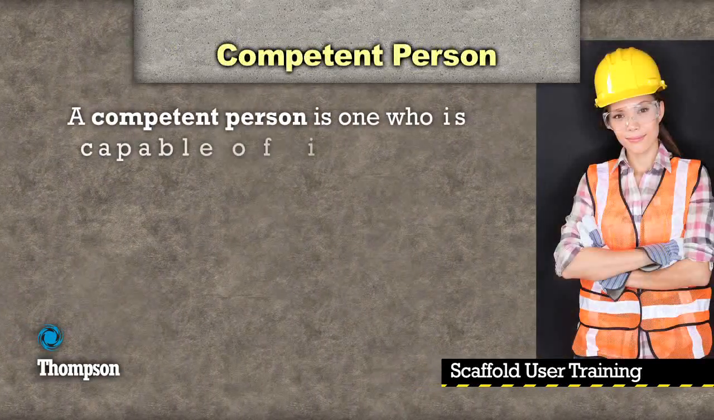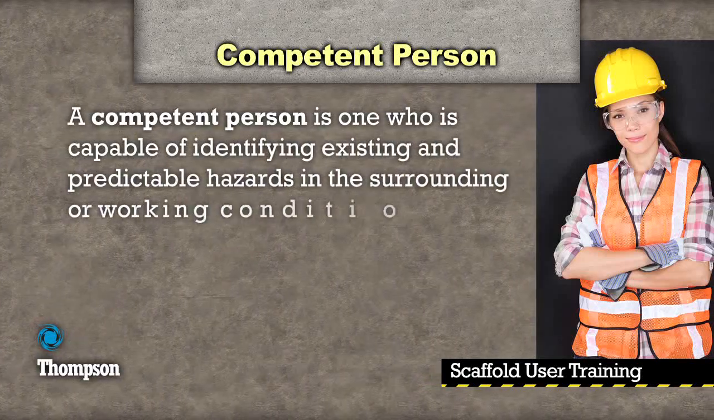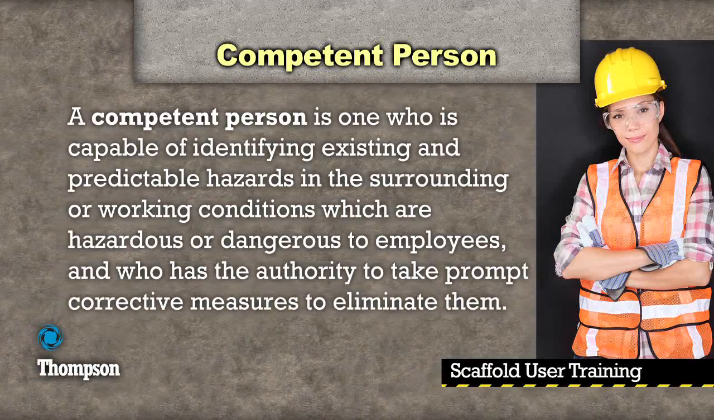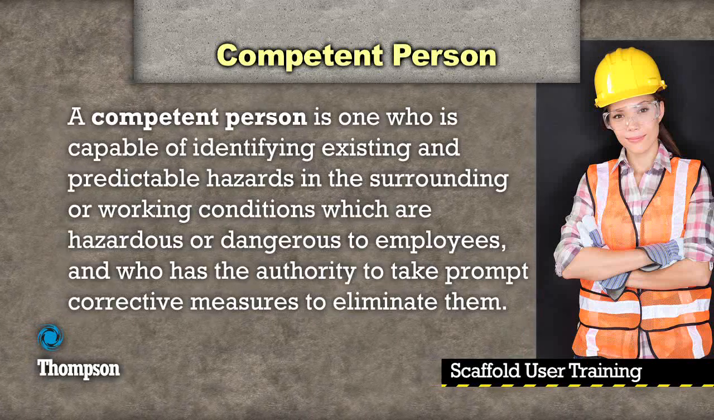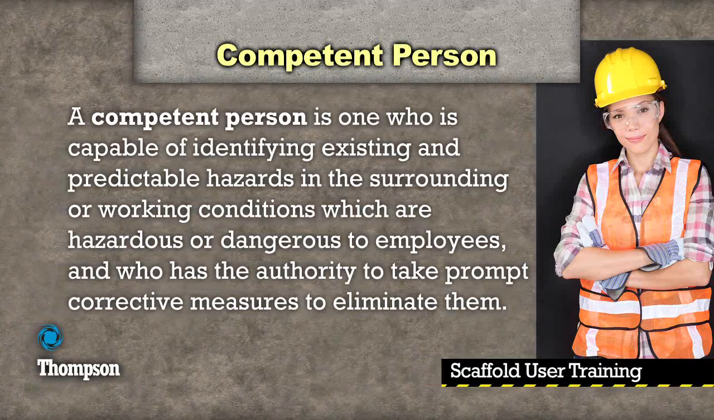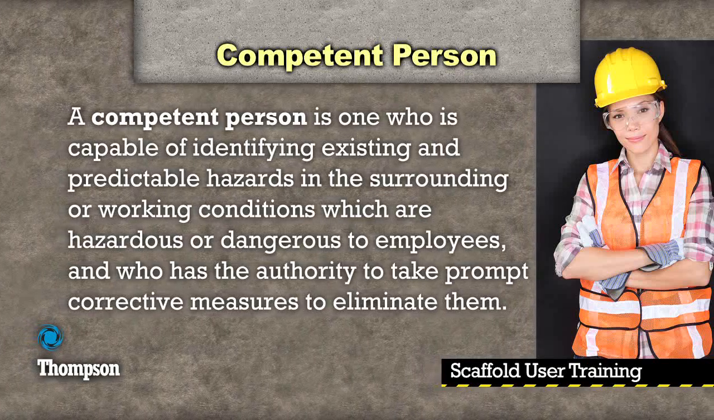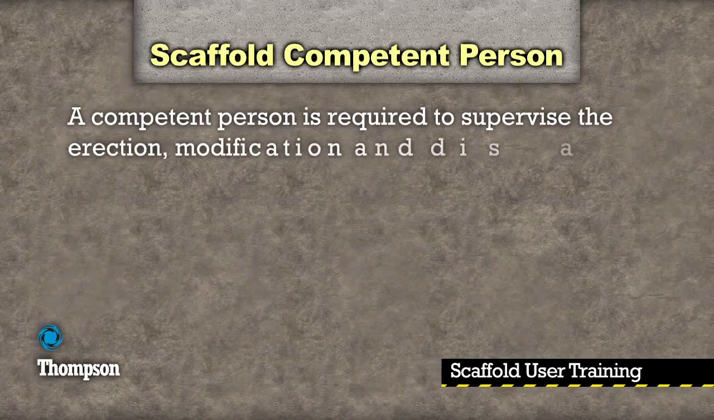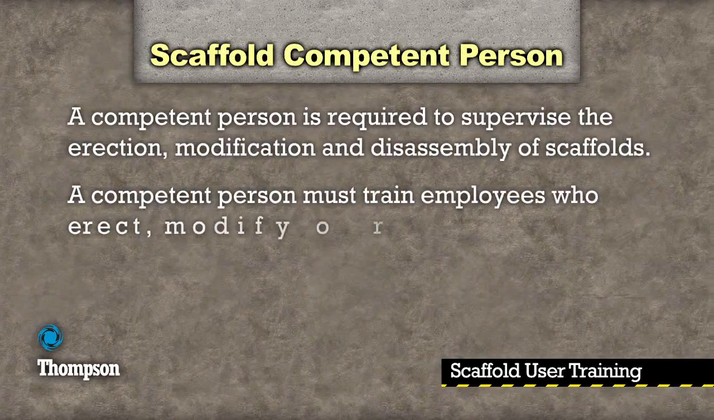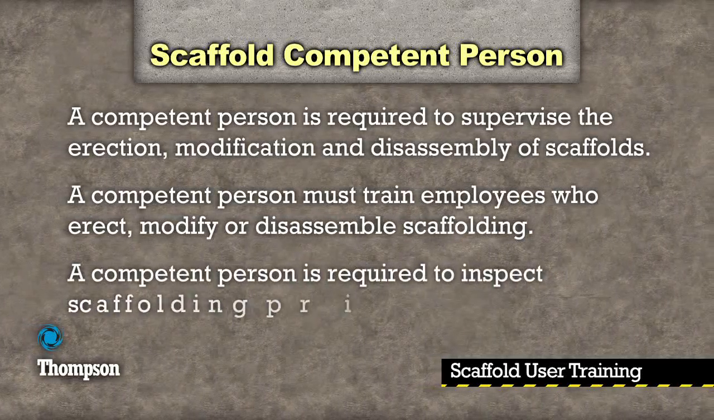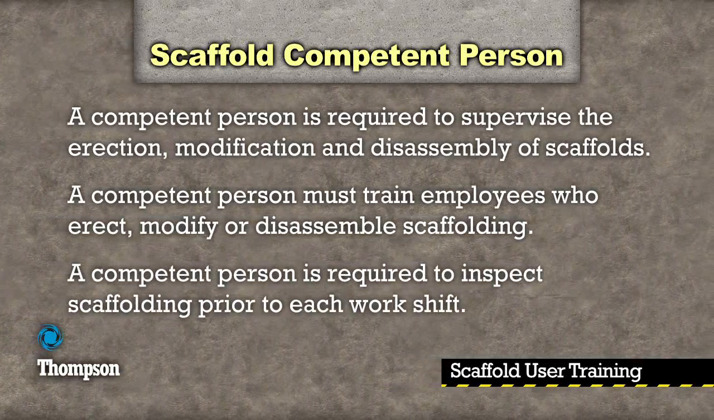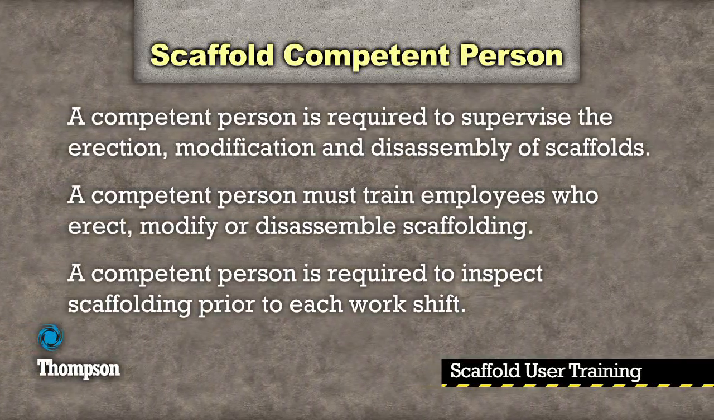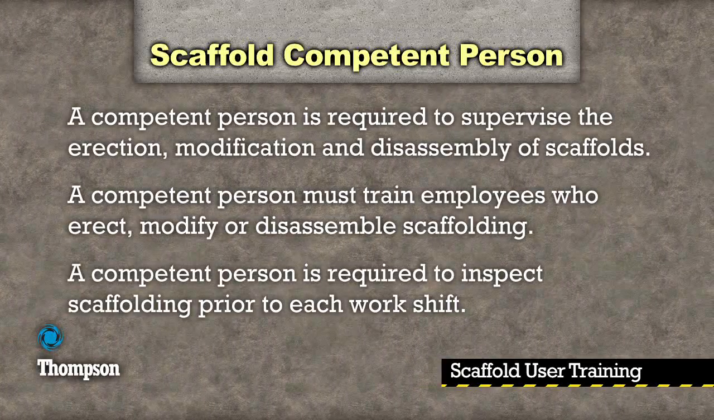As you've already heard, a competent person is one who is capable of identifying existing and predictable hazards in the surrounding or working conditions which are hazardous or dangerous to employees, and who has the authority to take prompt corrective measures to eliminate them. The competent person plays a vital role in the construction of and work on scaffolds. These are the duties of a scaffold competent person. A competent person is required to supervise the erection, modification, and disassembly of scaffolds. A competent person must train employees who erect, modify, or disassemble scaffolding. And a competent person is required to inspect scaffolding prior to each work shift.